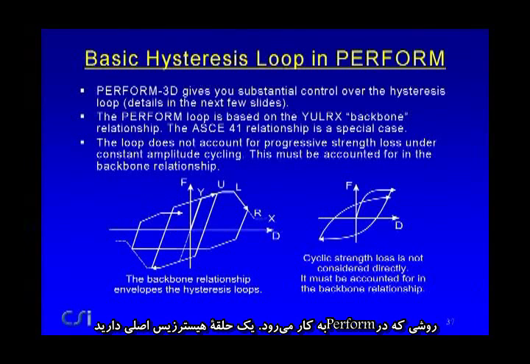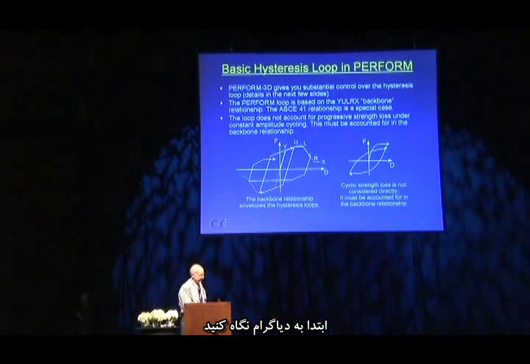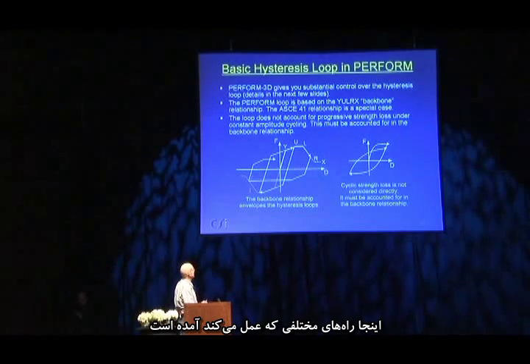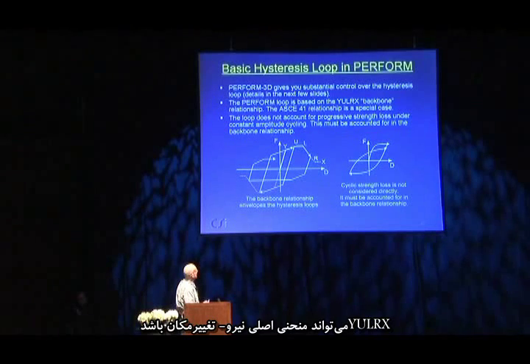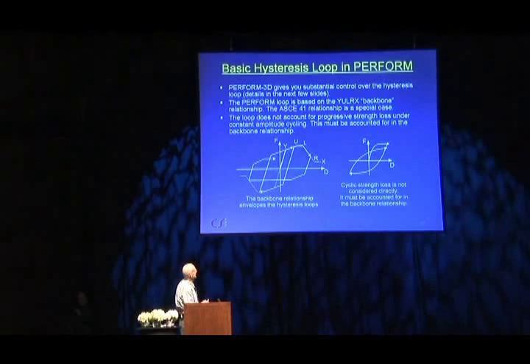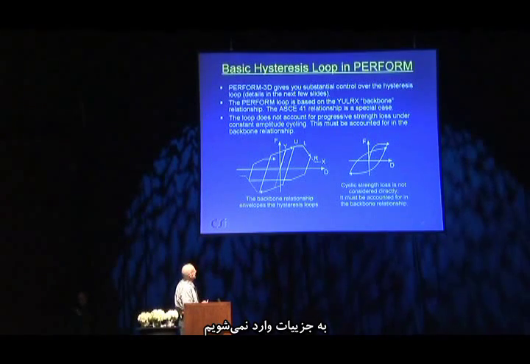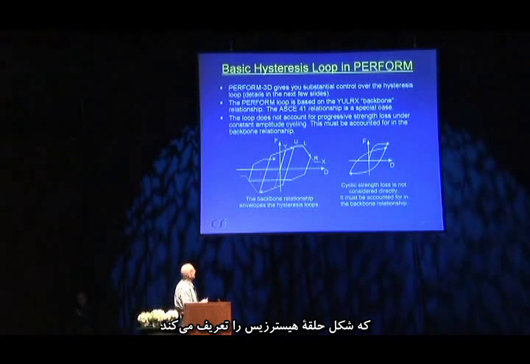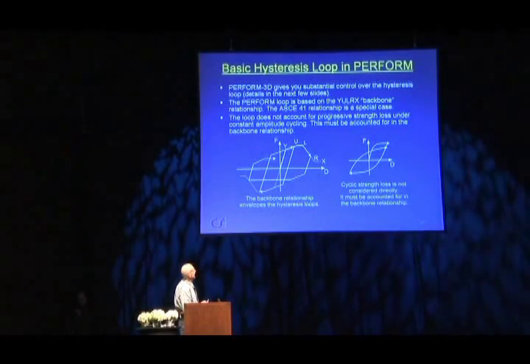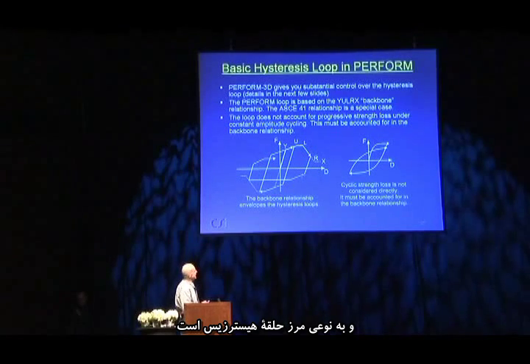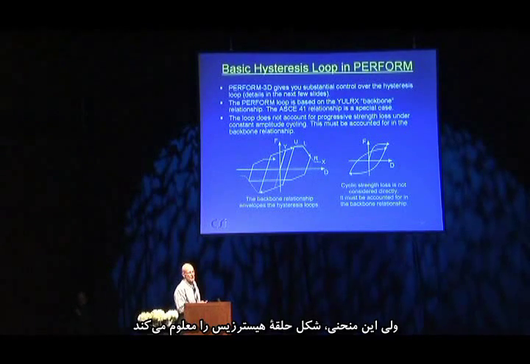The way it works in Perform is you have a basic hysteresis loop. And let's look at the diagram first. Here's kind of the way it might work. This would be the backbone curve, and without going into too much detail, this backbone curve kind of defines the shape of the hysteresis loop and sort of bounds the hysteresis loop in a way, but this defines the shape of the hysteresis loop.